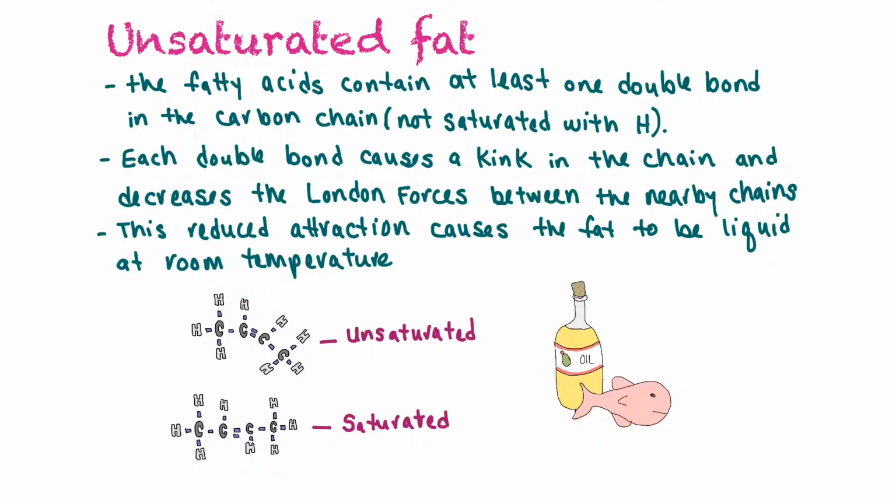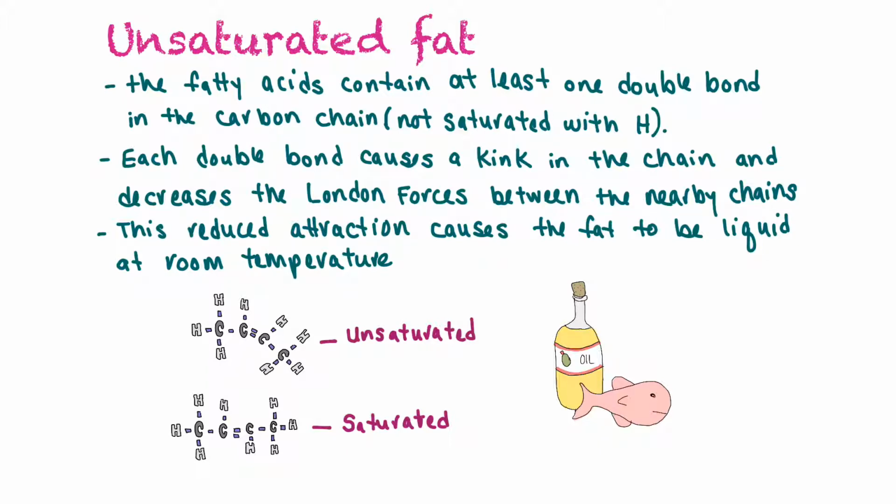Unsaturated fats have at least 1 double bond in the fatty acid chains between the carbons. So in this case, they're not saturated with hydrogen. So if you look at this example right here, this is unsaturated. When a double bond forms, there's electrons being shared between those carbon atoms, extra pair, so now they can't bond to as many hydrogens. So this part of the molecule is not saturated with hydrogen.